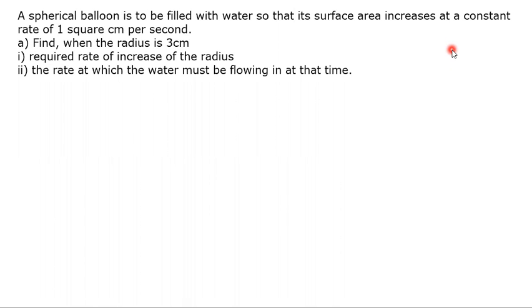So what's our shape? Sphere. Right. And we need to consider its surface area. So what's the surface area formula for a sphere? 4 pi r squared. Correct. And we are told that it's to be filled with water so that its surface area increases at a constant rate of 1 square centimeter per second. What do we know?